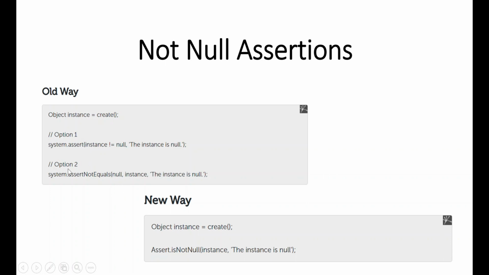So instead of system.assert not equals, you can use Assert.isNotNull. This is the new method inside this Assert class. Instead of this system.assert not equals, you can use Assert.isNotNull. So how to implement it? Let me show you here.